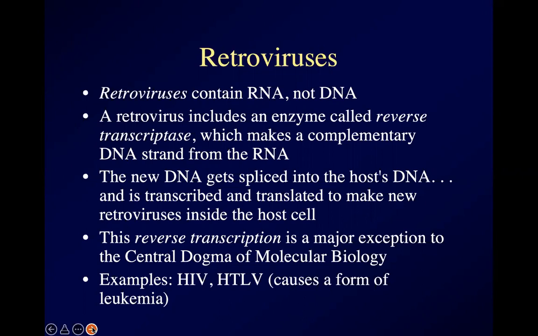The first retrovirus to be discovered, if memory serves, actually causes a type of tumor in chickens. It's called the Rous sarcoma virus. HIV is by far the most famous retrovirus that's out there. There's another one called HTLV that causes a form of leukemia. If you have cats, you might know about FIV, feline immunodeficiency virus, which damages your cat's immune system. Those are retroviruses, the main exception to that central dogma.